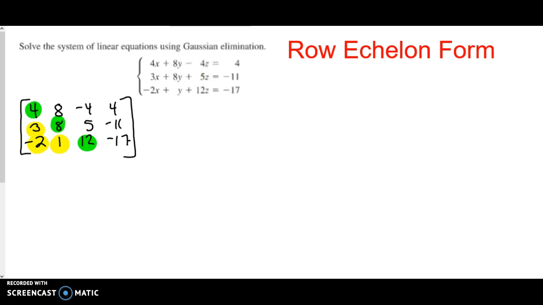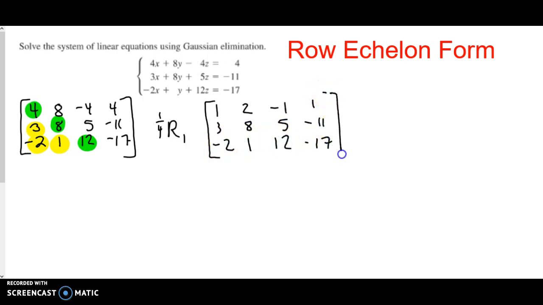So I'm going to start here with the value of 4, and I'm going to make sure that I change that one to 1. So I'm going to start with the green one, changing it to 1. The first thing that I need to do is take row 1 and multiply it by a 4th. By doing that, I can make this value 1. So if I rewrite this, if I multiply this first term by a 4th, I get 1. Then if I multiply the next one, I get 2, negative 1, 1. Everything else below that stays the same. So that allows me to get rid of the first value of 4.